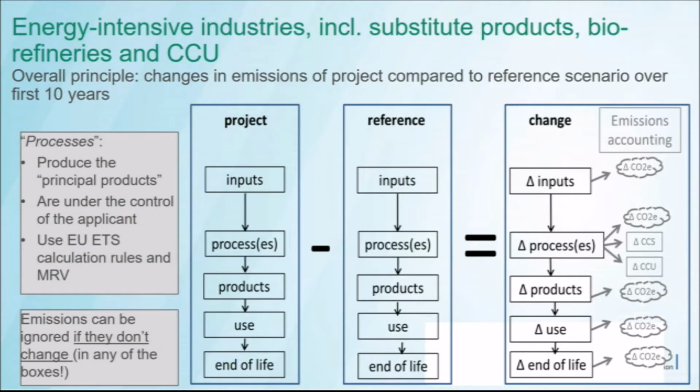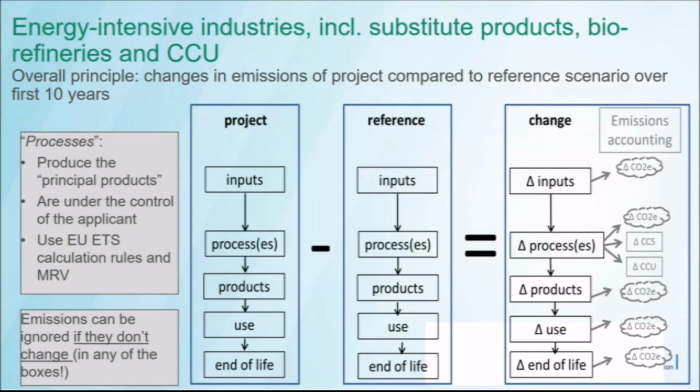So you might find in your project that you're only changing one of those 5 boxes. So for instance, maybe your process is slightly different, or your process changes. Maybe the product that you're making is a different product, but it can replace an existing product. So on the left of the screen there on the slide, you can say the processes are those that produce the principal products, and these are under the control of the applicant.